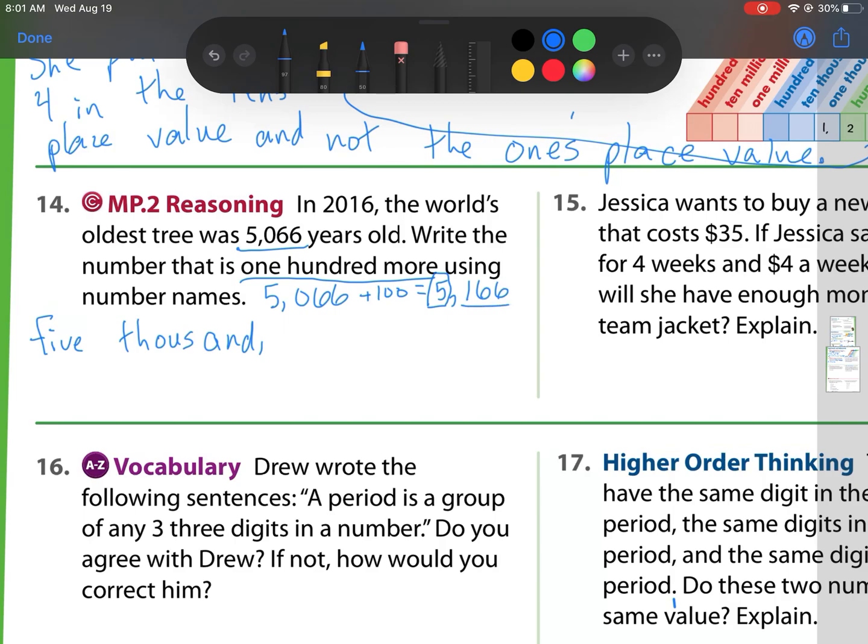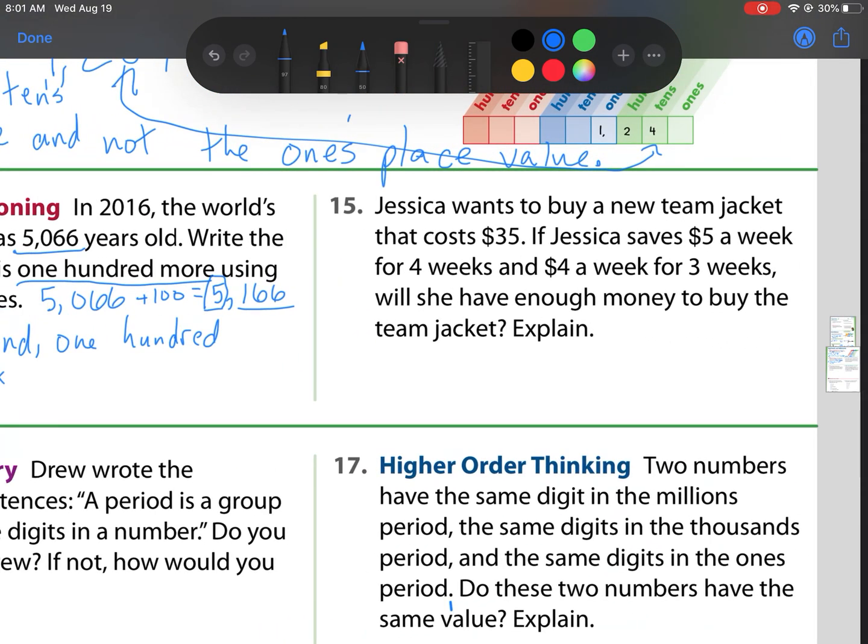And then my next grouping is 166. All right, number 15. Jessica wants to buy a new team jacket that costs $35. If Jessica saves $5 a week for 4 weeks and $4 a week for 3 weeks, will she have enough to buy the jacket? Explain.